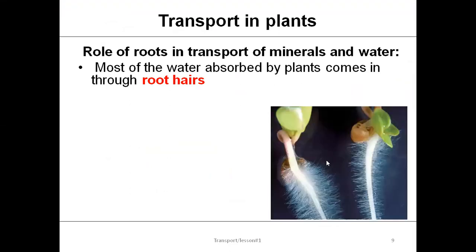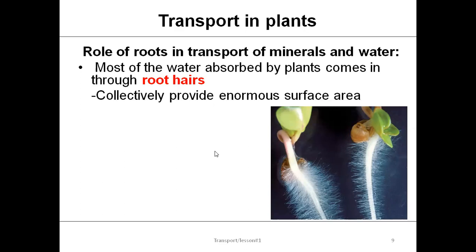ठीक है, next slide. ये देखिए, this is the root and these thin structures, can you see the thin structures? These thin structures, they are the root hairs. Their function is anchoring the plant in the soil and to increase the amount of water absorbed by increasing the surface area to which it is exposed. Surface area exposed means कि जितना ज़्यादा उसको फैलाएंगे उतना ज़्यादा absorption होगा. The root hairs collectively provide an enormous surface area.